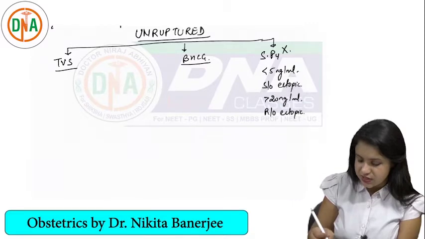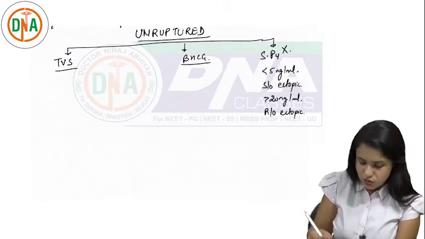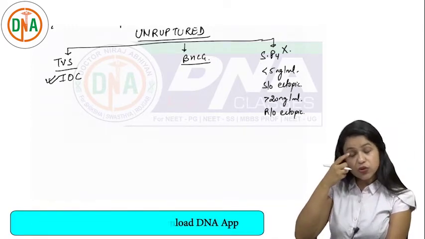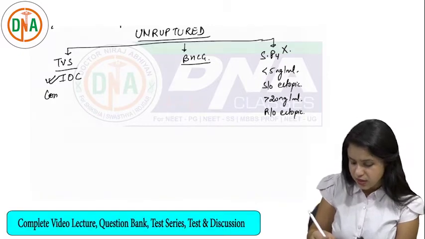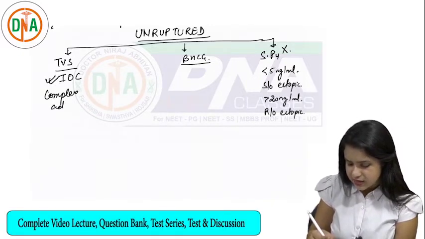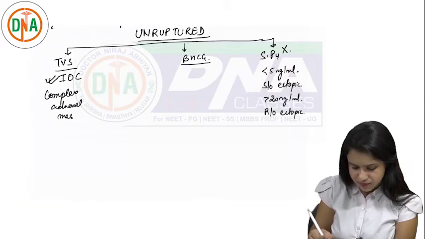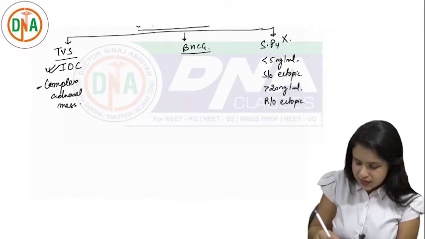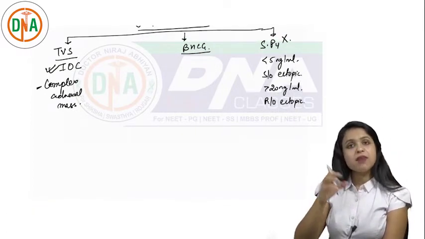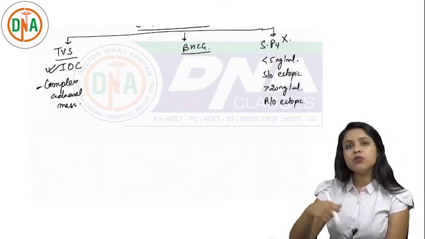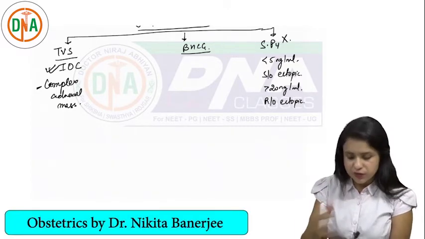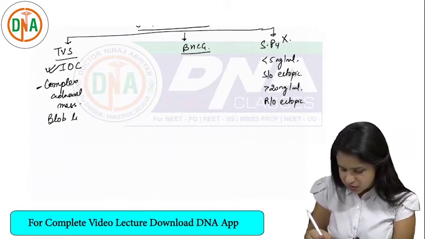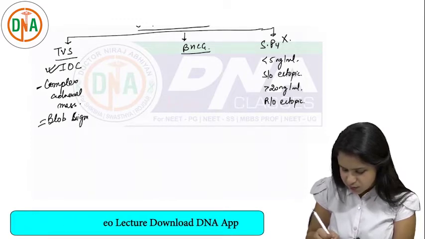So, TVS and beta HCG, transvaginal sonography is the investigation of choice, in which you see a complex adnexal mass, and obviously the uterine cavity will be empty. The presence of an adnexal mass by the side of the uterus, which can be moved when you move the probe, or when you move the uterus side by side, is called the blob sign.